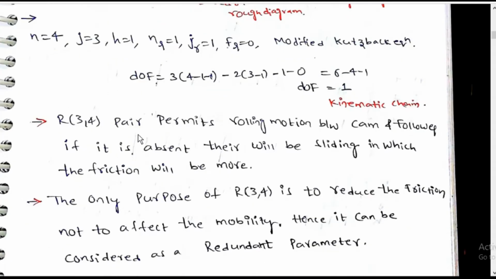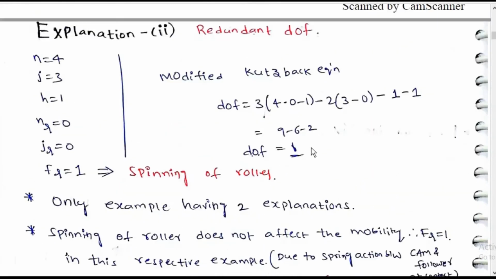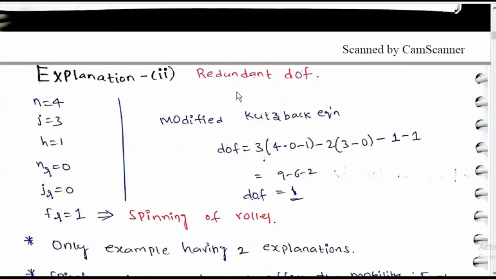Kinematic chain. R34 pair permits rolling between cam and follower. If it is absent, there will be sliding in which friction will be more. The only purpose of R34 is to reduce friction and not affect the mobility. Hence it can be considered as redundant parameter. Explanation: redundant degrees of freedom.